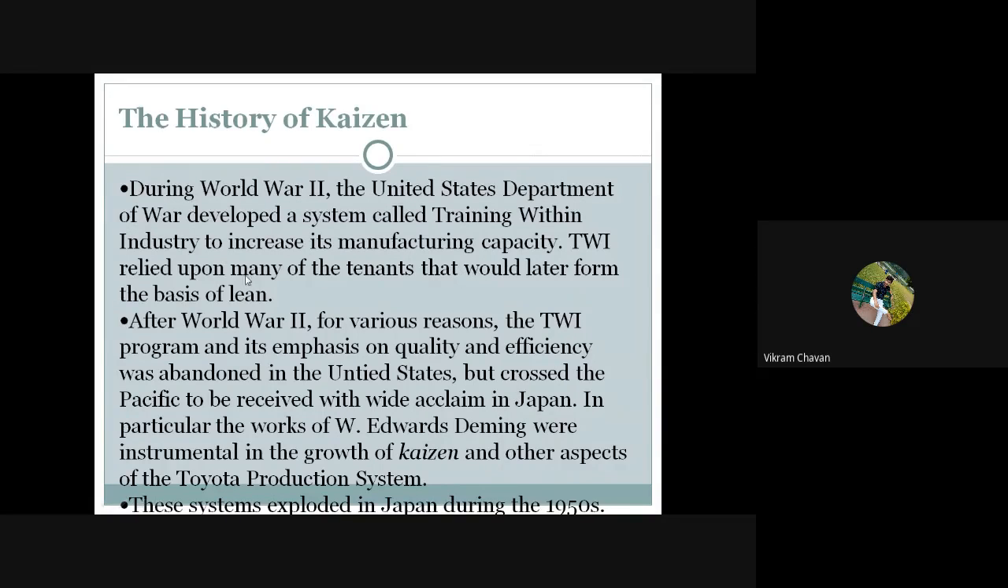Okay, TWI relied upon many of the tenets that would later form the basis of lean. After World War II, for various reasons, the TWI program and its emphasis on quality and efficiency was emblazoned in the United States, but crossed the Pacific to be received with wide acclaim in Japan. In particular, the work of W. Edwards Deming was instrumental in the growth of Kaizen and other aspects of the Toyota production system. The system exploded in Japan during the 1950s. Okay, the United States also accumulated that system and worked for the improvement of Kaizen techniques.